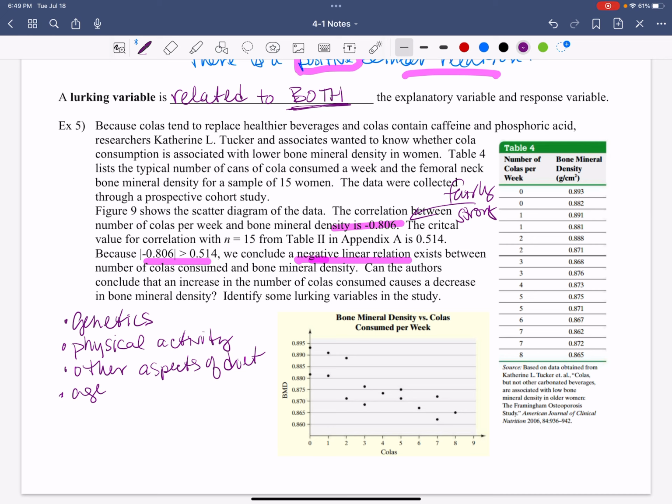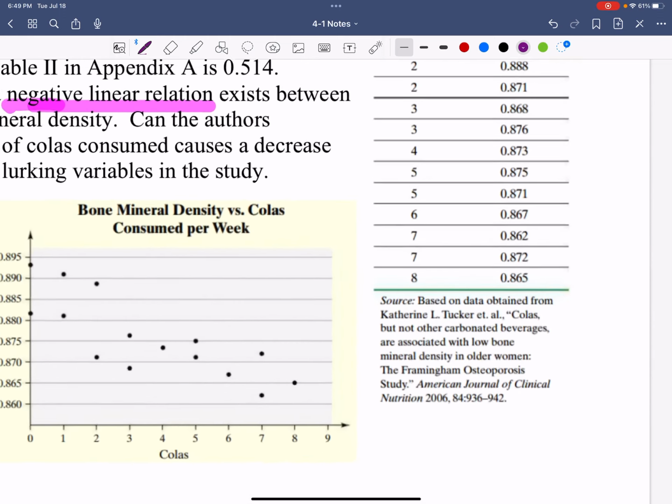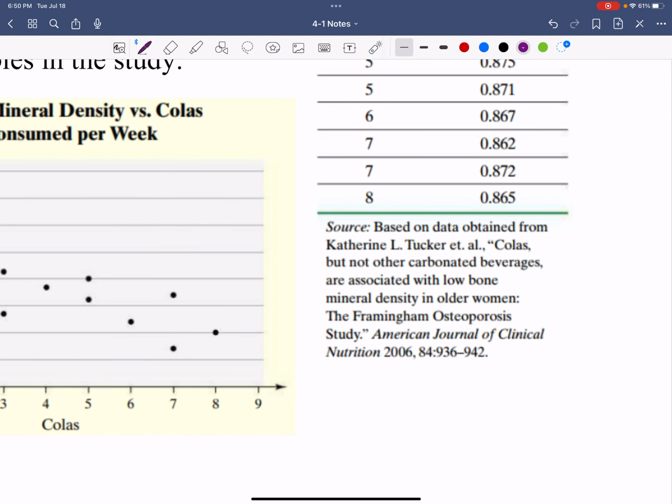Okay, so in this actual study, whenever they did this, they said, based on data obtained from Catherine L. Tucker, colas, but not other carbonated beverages, are associated with low bone mineral density in older women. They don't specify what that is. The Framingham Osteoporosis Study. So that's where it comes from here. But I want to point out that word associated.